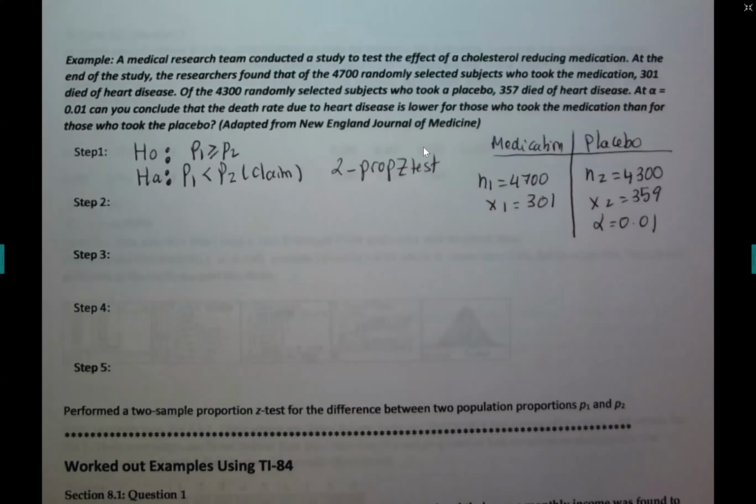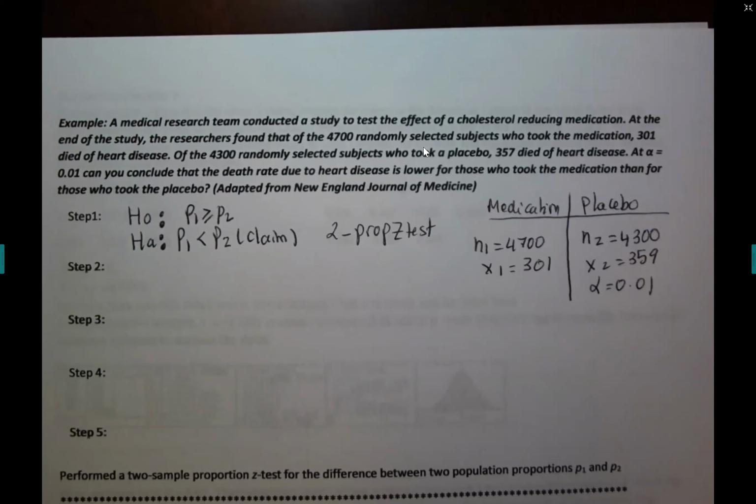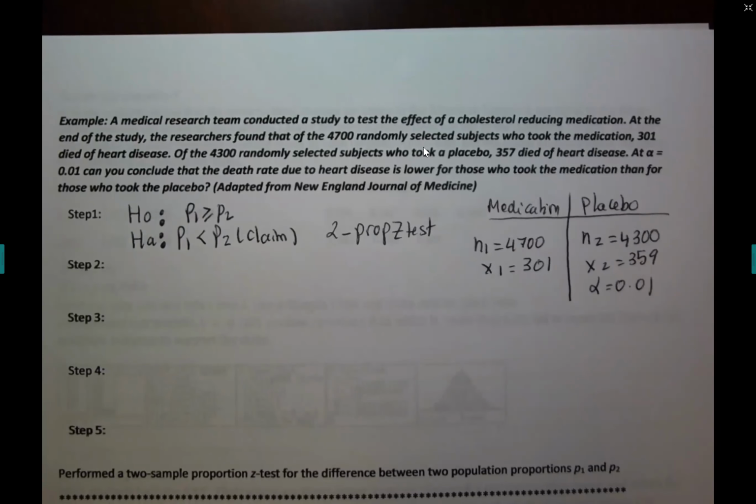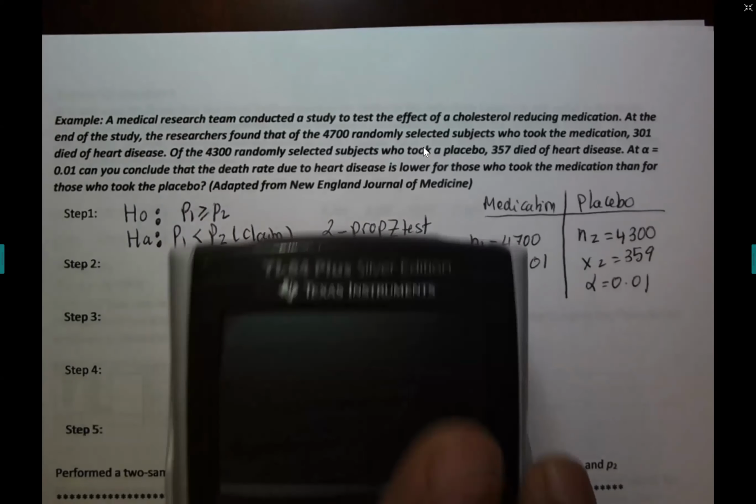All right. If it said something like at most, then it would be H0 is the claim. Yes. If it says at most or at least, yes, H0 will be the claim. Exactly. Okay. Just follow the question, guys. Whatever the question he asks you, this is the claim. Can you conclude that this and that is the claim? All right. So you see here, can you conclude? That's the claim. That's the question. This is your claim. Okay. 2 proportion z-test.